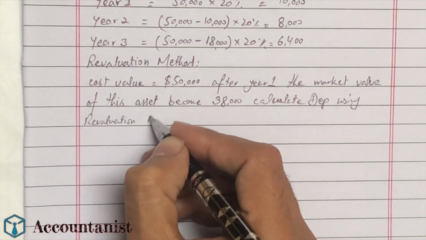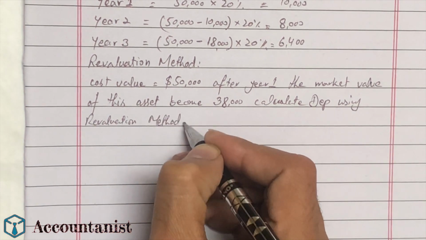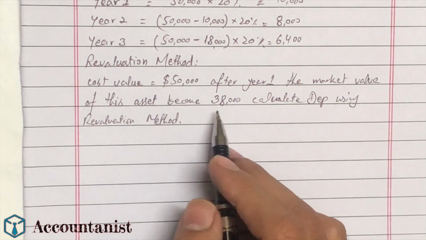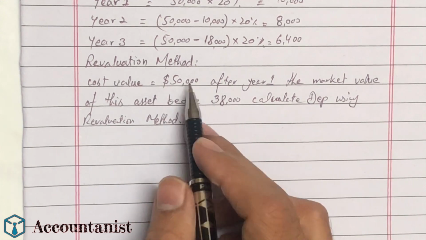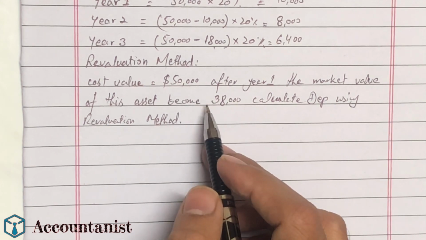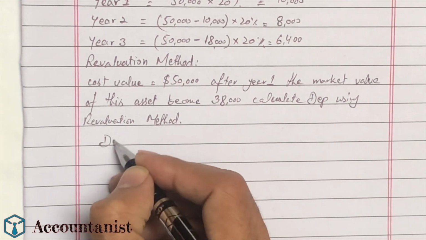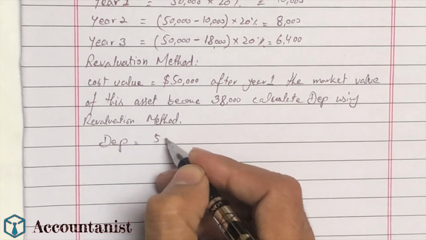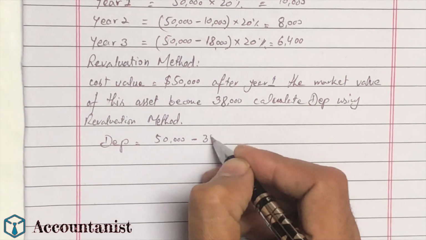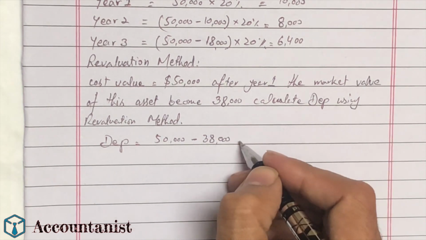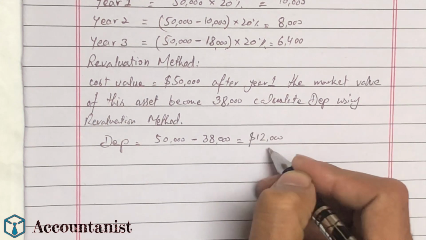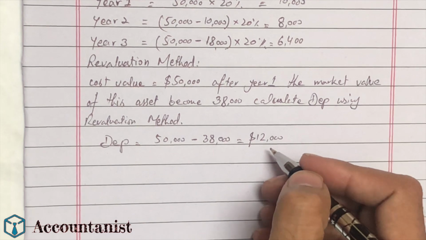So in the revaluation method we have to compare the cost value with the market value of an asset. Any change in the market value, meaning the reduction in the market value as compared to the cost, will be our depreciation. So the depreciation will be 50,000, the cost value, less the market value. So that gives me the number of 12,000. So that will be the depreciation of year 1.